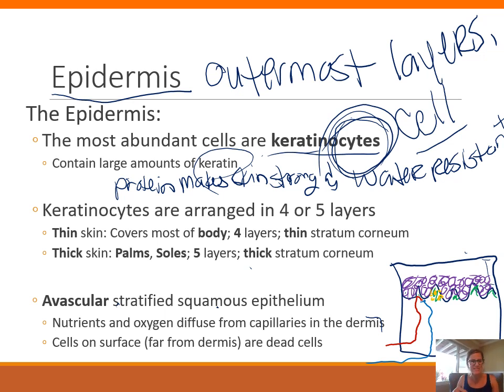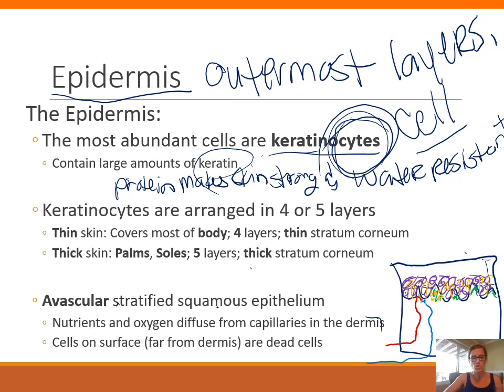That good stuff does not stay just clumped up in one little area. It spreads out, right? It diffuses. So it can diffuse up into the epidermis. That means that the cells at the bottom of the epidermis are close enough to those blood vessels. They're close enough to the dermis so that they can still be living, right? They can still be alive.